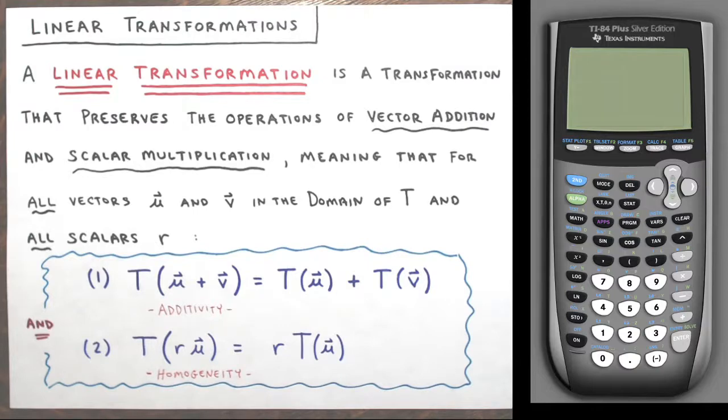So in the rest of the video, I've got examples where I'm given a transformation, and then I'm asked to determine if that transformation is linear. Are these additivity and homogeneity properties true for that transformation? Does the transformation preserve vector addition? Does it preserve scalar multiplication? All right, so let's take a look.